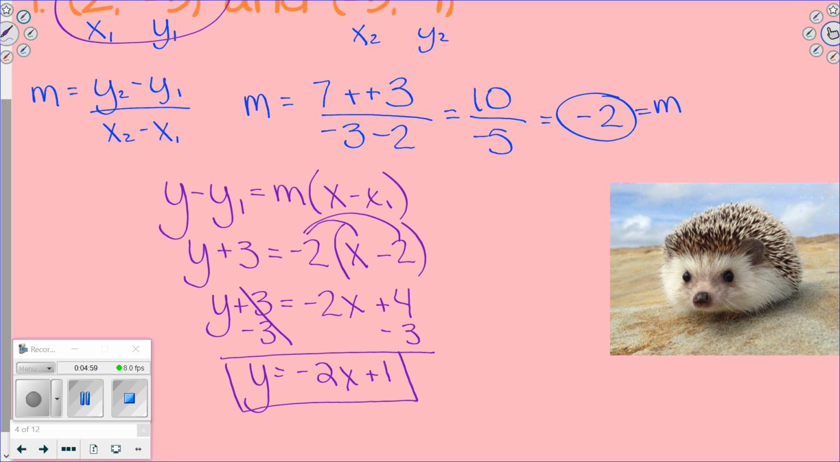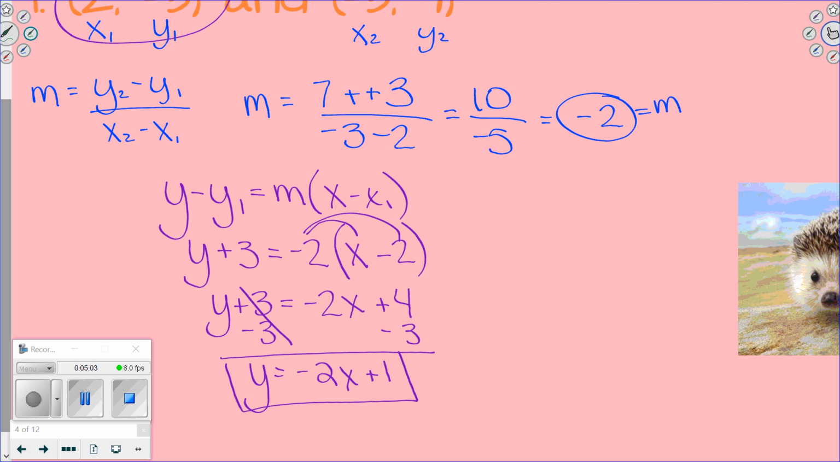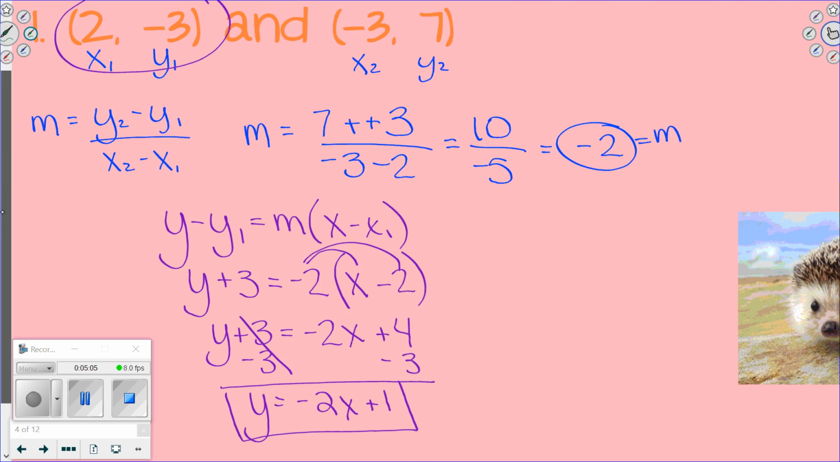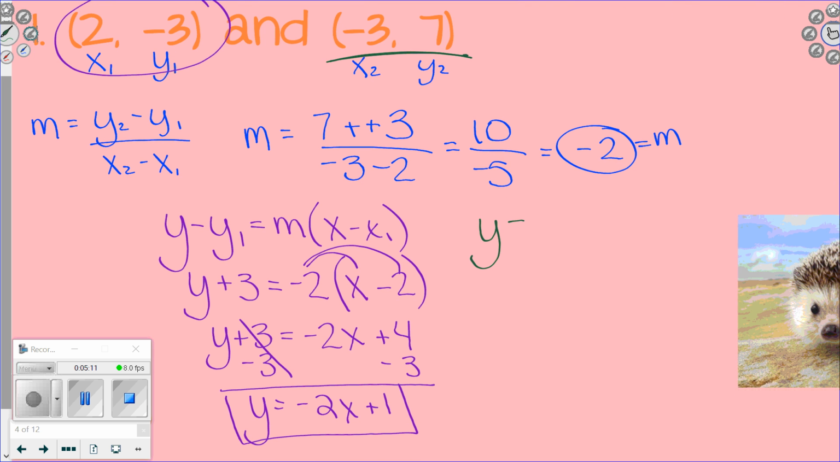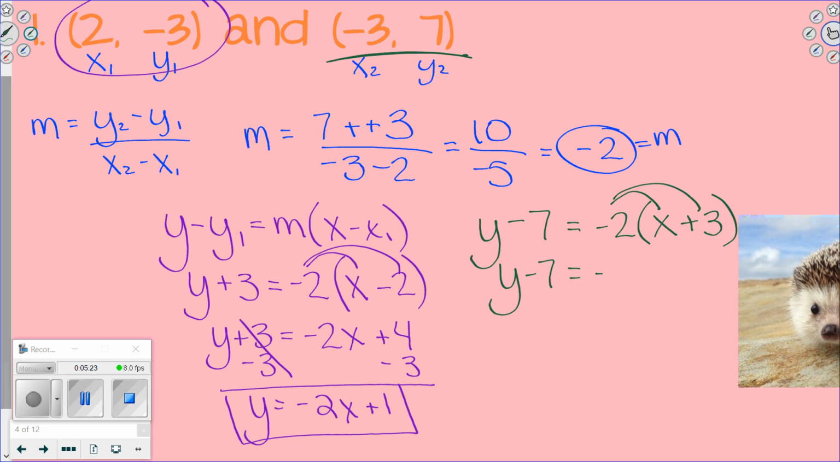Now, what would have happened had I chosen the other point? Would I have gotten the same answer? You don't have to write this down, but just so we can see what happens. Had I used this point, y minus 7 equals my slope, and then x minus negative 3, we made that plus 3. We would have distributed. So y minus 7 equals negative 2x minus 6. You would have added 7.